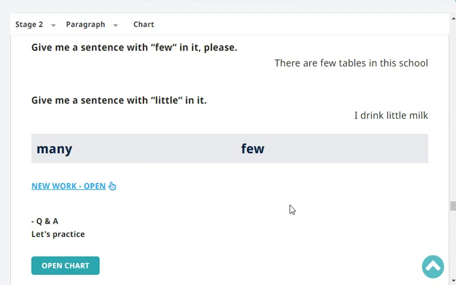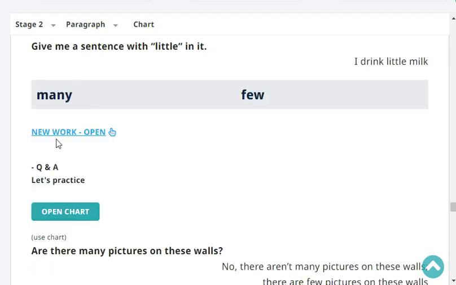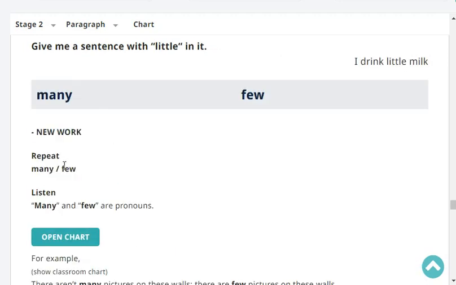Give me a sentence with the word little in it, please. I drink little milk. Very good. Okay. Next, repeat. Many, few. Very good.